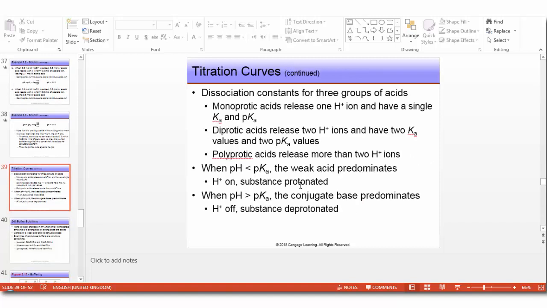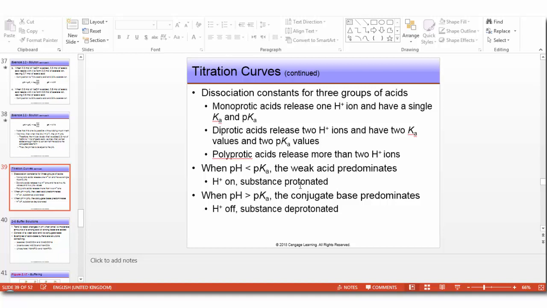Now, dissociation constants for 3 groups of acids. Acids can be classified as being monoprotic: they release 1 proton and have a single Ka and single pKa. Diprotic, releasing 2 protons and having 2 Ka and 2 pKa values. Or polyprotic acids release more than 2 protons and have more than 2 pKa values.